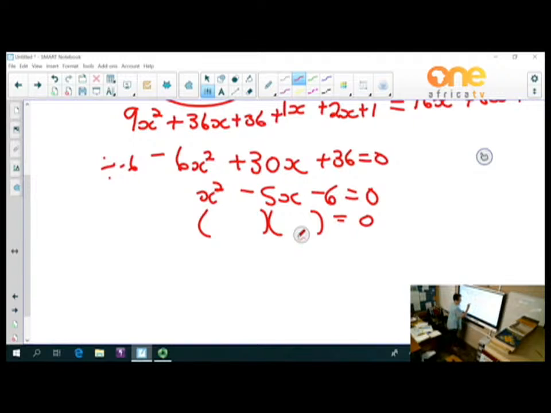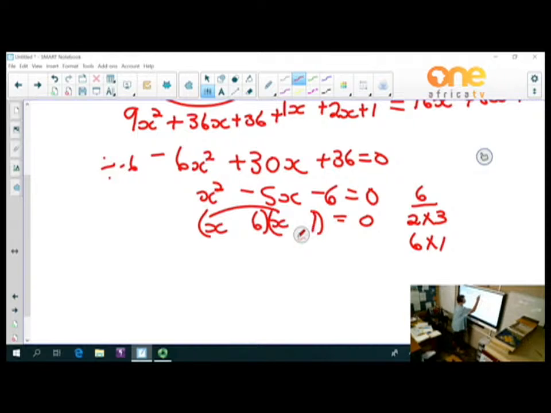So what times what gives you the first term? x times x. Then we take the factors of 6, which might be 2 by 3 or 6 by 1. And now we read it. If you subtract it, it must give you 5. So it will be this combination. So it is 6 and 1.